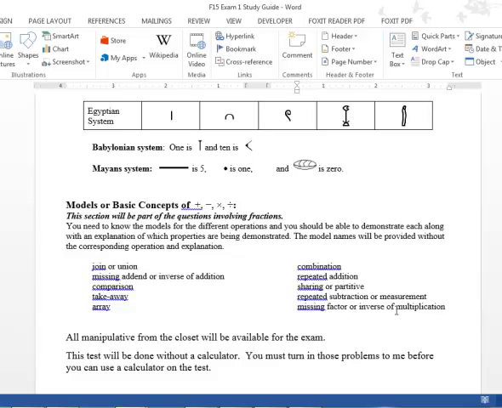And then missing factor or inverse of multiplication would be division as well, and that's where this is kind of division and multiplication, where you can switch these to be in either order.